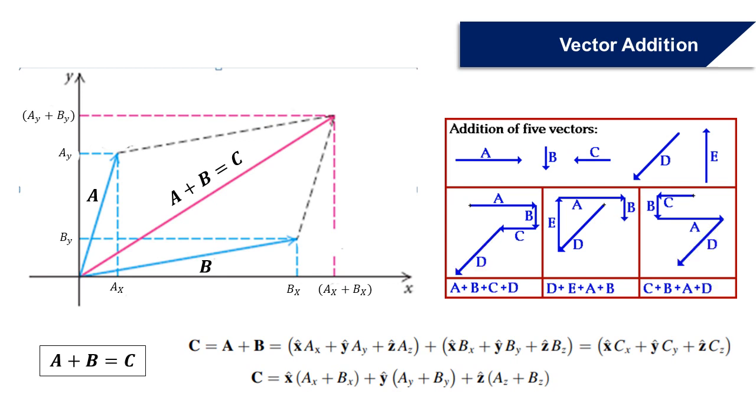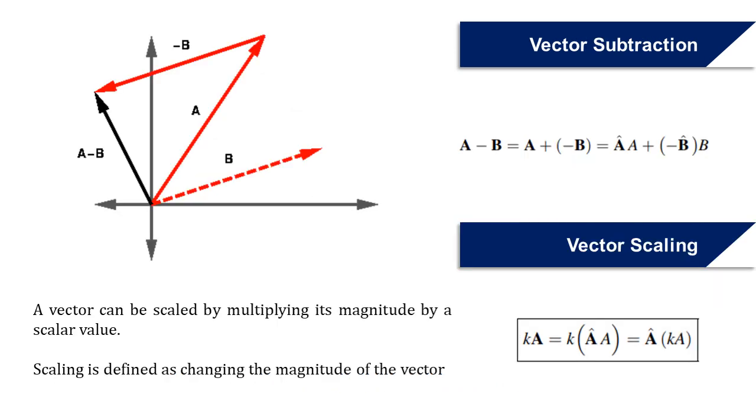Pakitandaan na lang, no? What if we are going to subtract? Pag subtraction, A minus B, it is equal to vector A. It is as if we're adding a negative vector to a positive vector. Therefore, it will be equal to the unit vector ng A times its magnitude plus the negative unit vector in the direction of B times B.